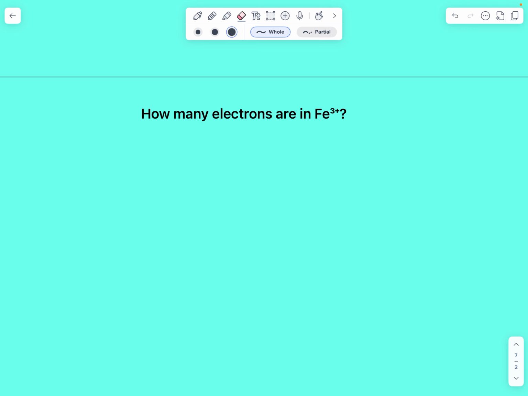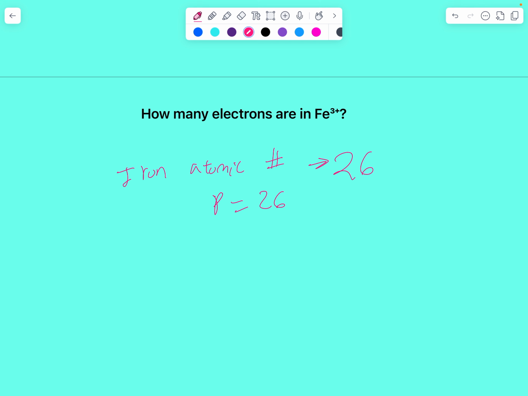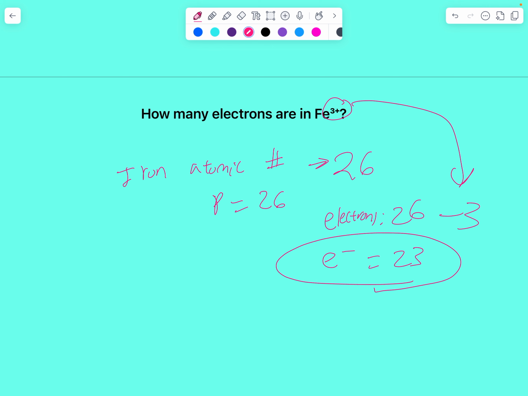How many electrons are in Fe3 positive? So it's iron's atomic number, which is what? It's going to be 26, if you look at the periodic table, which means protons is 26. And I see a +3, which is the opposite. It would be -3. So to get electrons, I'm going to do 26 minus 3. So electrons equals 23. Do not overthink transition metals. Atomic number never changes.